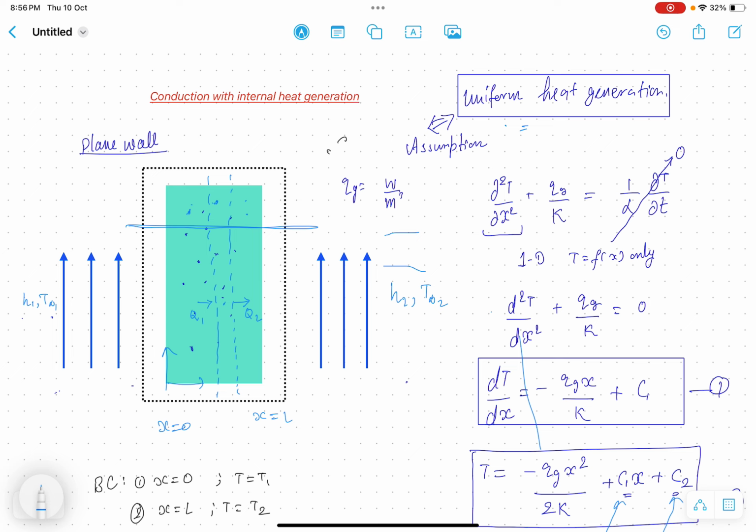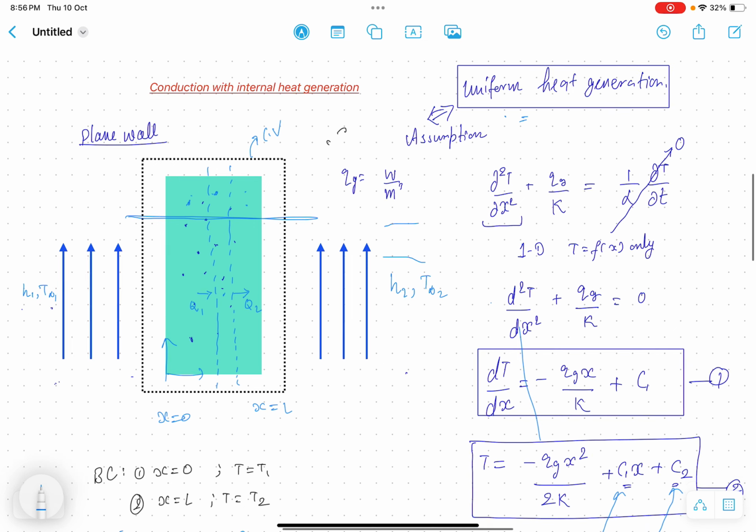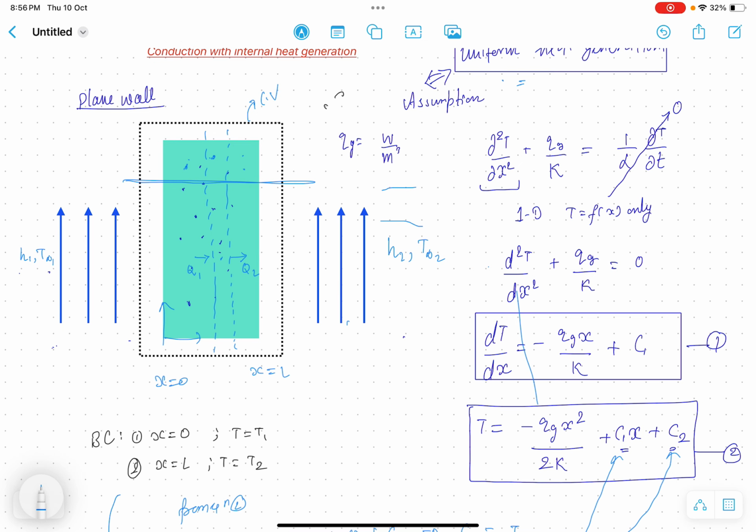So fine, consider the plane wall as shown here, and consider the control volume around it, and assume that on both sides of the plane wall different fluids are there, and uniform heat generation is present inside the body, which is a source generating the heat inside the body at this rate, watt per meter cube. And as we have seen already before, heat generation is a volumetric phenomenon, right?